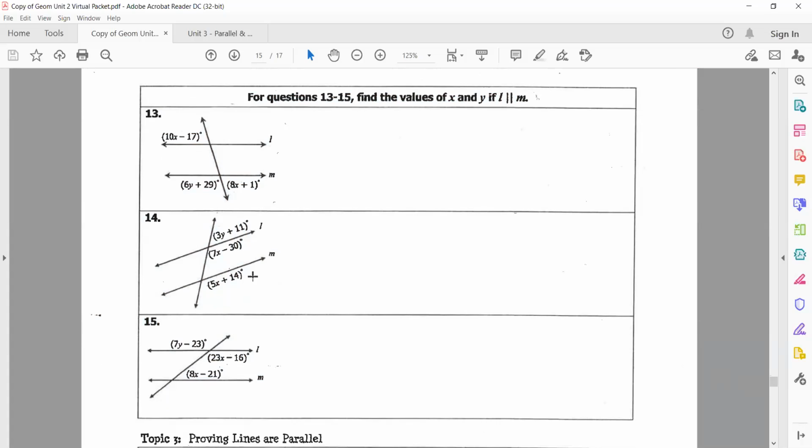For instance, the next one, we got an expression here with y, we got an expression here with x, we got another expression with x. So what are we going to try to solve first? We're going to try to find the x first because we need to create a one variable equation that allows us to solve for the variable. So in this situation, what's the relationship between this expression 7x minus 30 and this other expression 5x plus 14?